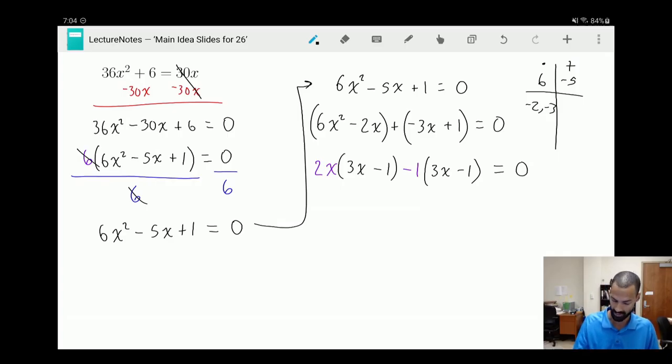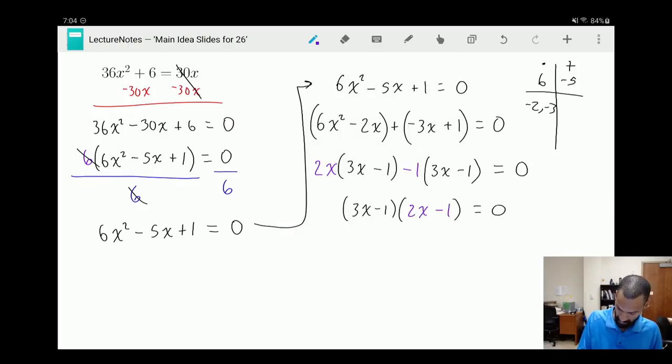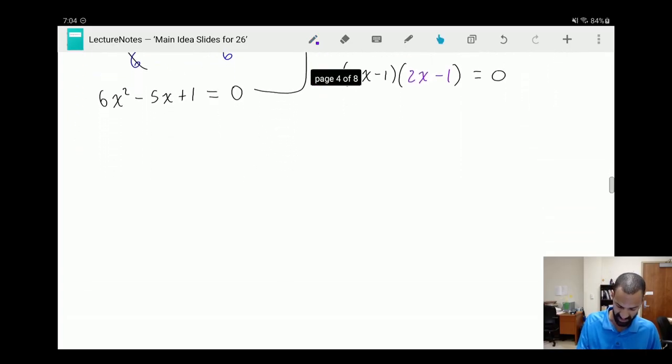Okay, anyway, so 2x times 3x minus 1 minus 1 times 3x minus 1. 3x minus 1 is a common factor. 2x minus 1 is what's left over when you factor out the 3x minus 1. Okay, so we have 3x minus 1 times 2x minus 1 equals 0. The zero product property now applies because we have something times something equals 0.